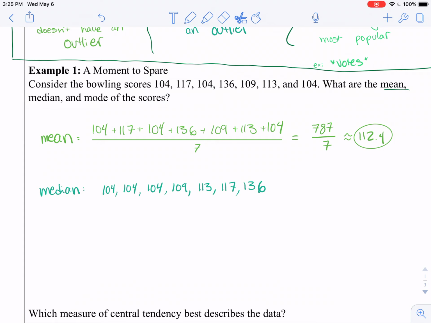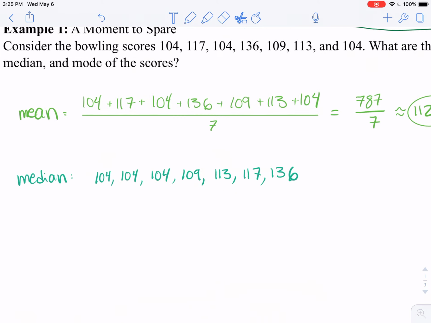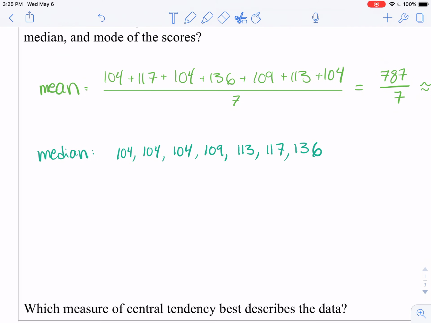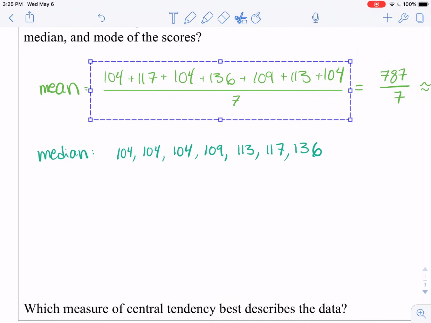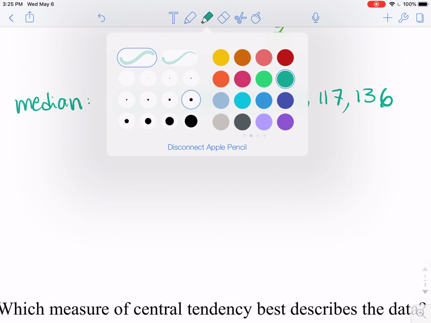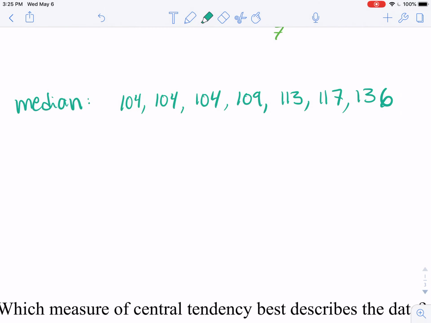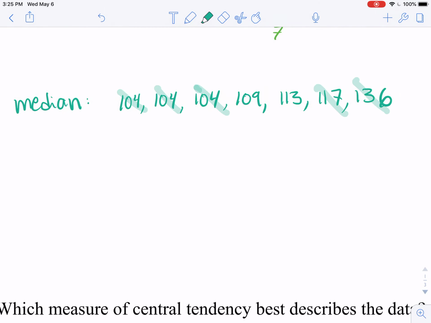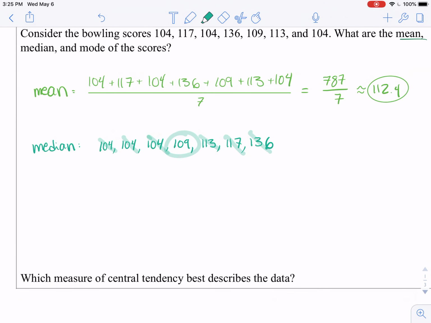Speaking of crossing them off, that's how we're going to find the middle number. It's not some super fancy algebra up here. Nope. To find the middle number, we're literally just going to cross them out. So we start 1 on the left, 1 on the right, 1 on the left, 1 on the right, 1 on the left, 1 on the right. That leaves our middle number as 109. I just gave you a thumbs up. Our median is 109 because that's the middle number.